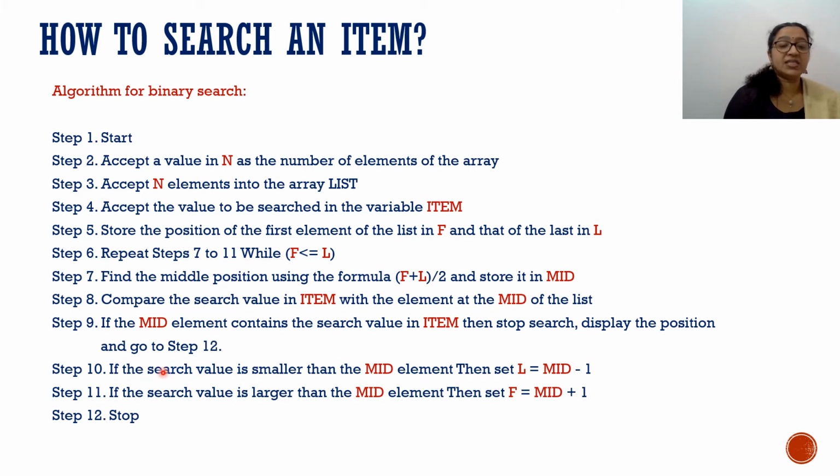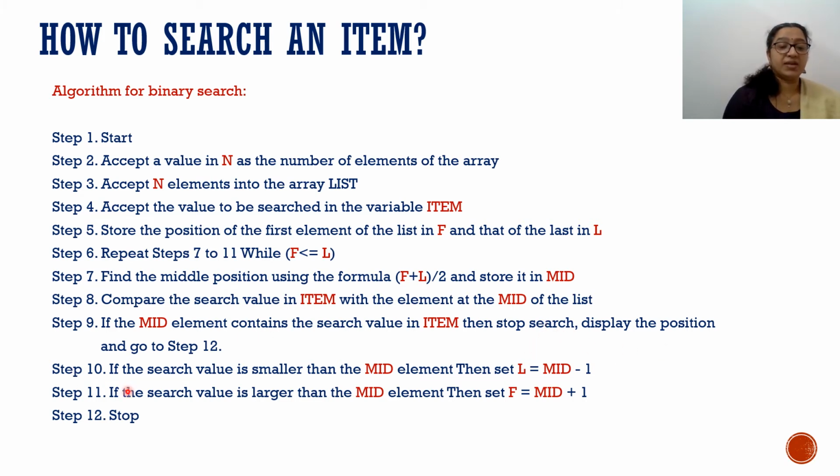But if the search value is smaller than the middle element, then we want to set L is equal to mid minus 1. That means we want to hide that second half. We can avoid that second half of the array. Now the last element is mid minus 1, L is not n minus 1, now it is mid minus 1. So we avoid the half portion.